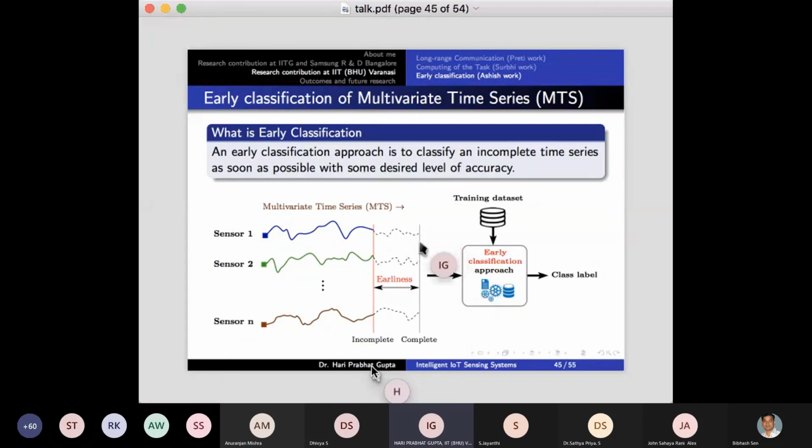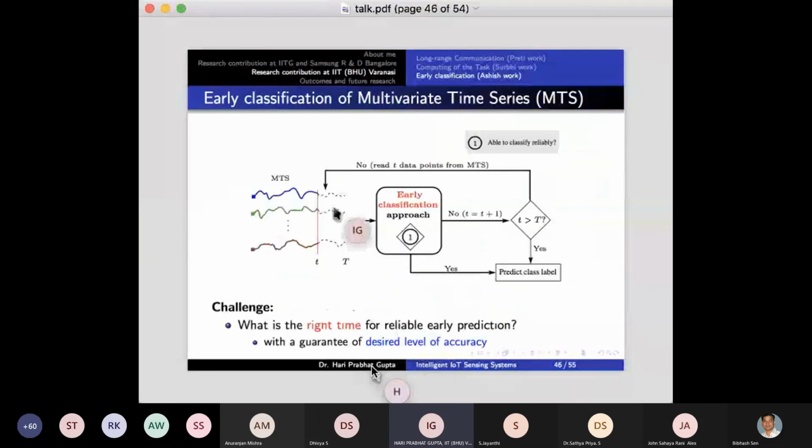The complete classification requires the whole time series, while early classification can use only up to a certain point. Of course, for this earliness, we need to compromise a little on the accuracy. Accuracy is also kept within a threshold, which we can find out. So this is a simple architecture of the approach we are taking.